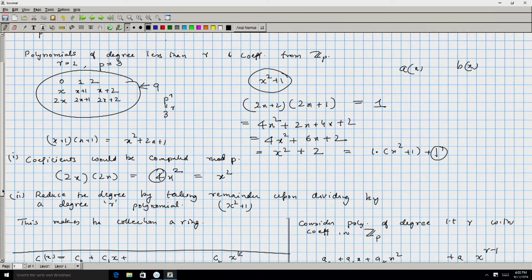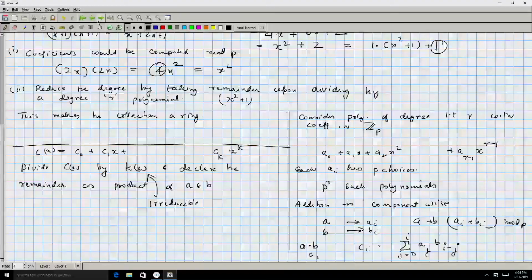The only thing we need to really check is that under this multiplication, every element in this collection has a multiplicative inverse, okay. This collection of polynomials will be a ring irrespective of whether x square plus 1 is reducible or irreducible, but the irreducibility property will ensure that each element has an inverse.